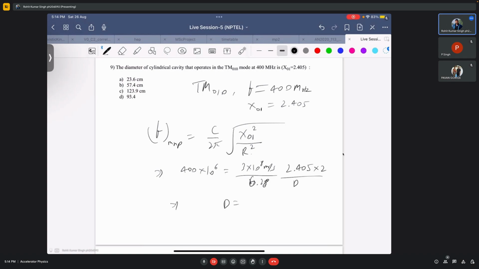So it is 3 by 4, and the 10 to the power 8 cancel with the, so here we take 20 from here, it becomes 10 to the power 8. We cancel it with that, and 2.405 into 2 by 6.28, right? So this goes 2, and multiplying the above 3 with 2.40, it gives you how much?